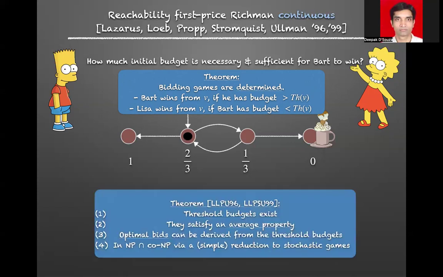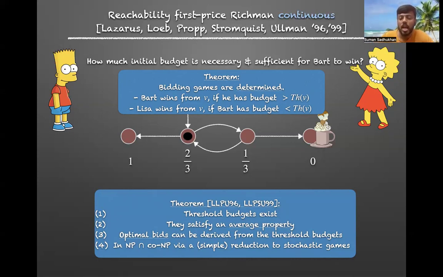So, Suman, what is this? This TH is some threshold. So this is the threshold. Yes, threshold. And the theorem says that such a threshold exists. Threshold exists in continuous bidding games, and this was done in the 90s.